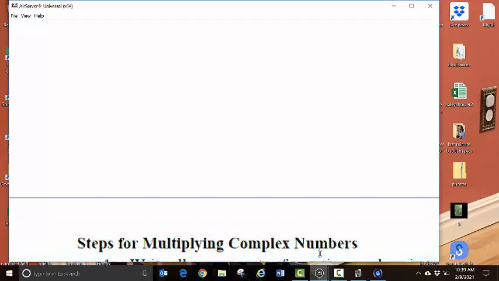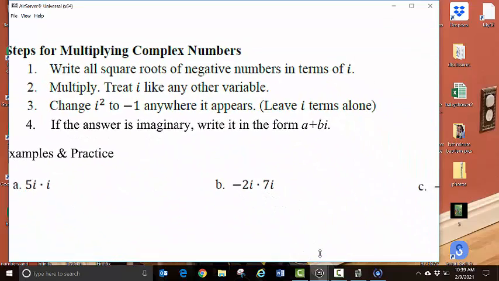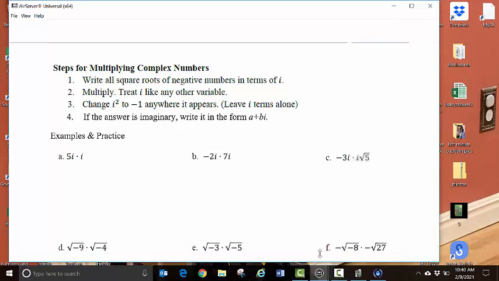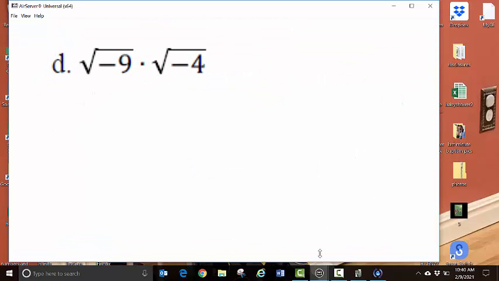All right, lastly, we need to multiply. Step 1, write all square roots of a negative number in terms of i. So I'm looking at all of these. In order to do step 1, I have to find all the ones that need to be rewritten. So these have a negative underneath it. So this negative becomes an i.